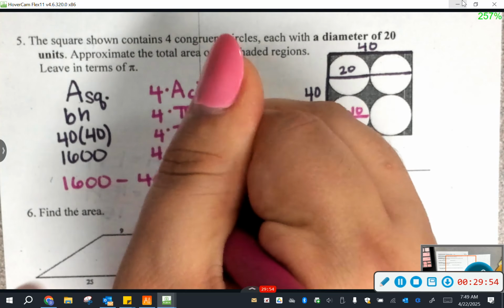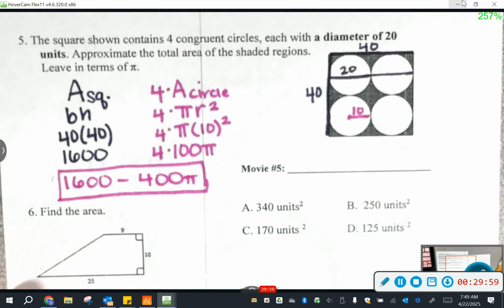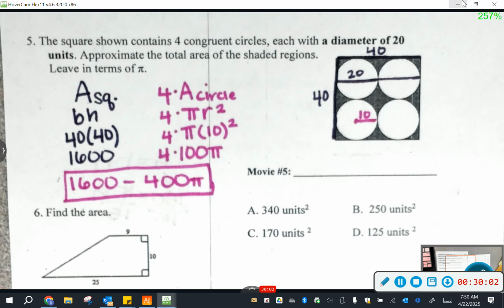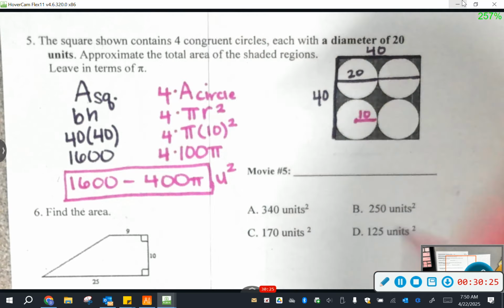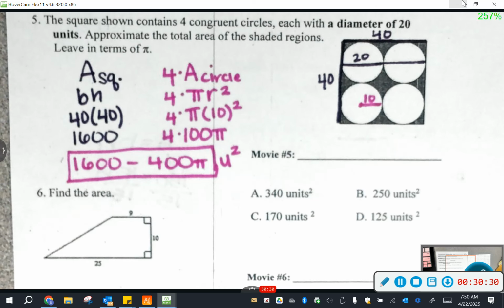And you leave it like this. If there is a circle in your problem, there should be a pi in your answer. And usually it will have an equation. You also put centimeters or whatever. If this is units, you would just write units squared like that. Yep. Write that down if you do not have that down.